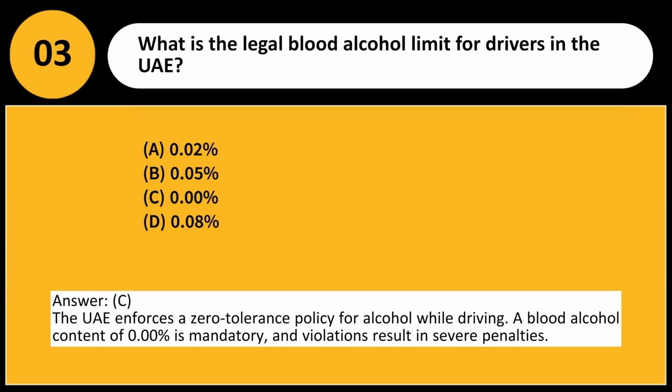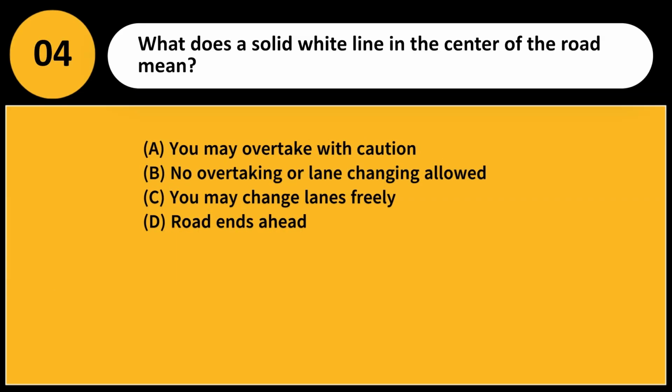A blood alcohol content of 0% is mandatory, and violations result in severe penalties. What does a solid white line in the center of the road mean? A. You may overtake with caution. B. No overtaking or lane changing allowed.